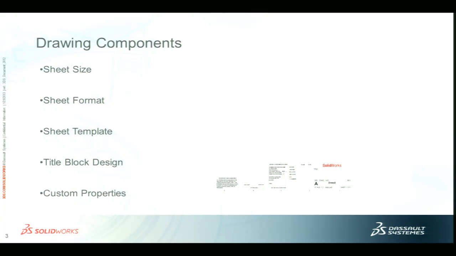Today, just to cover a few of the topics that we're going to talk about, we're going to be looking at sheet size, talk about sheet format, sheet templates, title block design, and then custom properties. Now, if you guys are familiar with SolidWorks at all, you're going to know that SolidWorks uses templates for all of their startups or all their first times. So if you haven't already, you'll be able to create a part template, an assembly template, and then a drawing template. Now, in most cases, you're going to find that the part and the assembly templates are pretty easy.